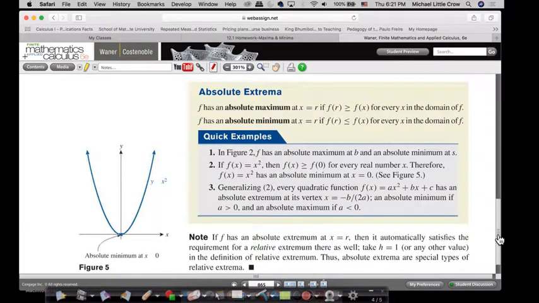And then they talk about things that maybe if it's not on a closed interval, we're not given an interval, we're looking from negative infinity to positive infinity. It's also possible that we never have an absolute maximum because the function shoots off to infinity. So it's possible that absolute extrema don't exist. Now in this particular quadratic, there is an absolute minimum, but there is no absolute maximum because it goes off to infinity. Okay, so that's something that could happen.